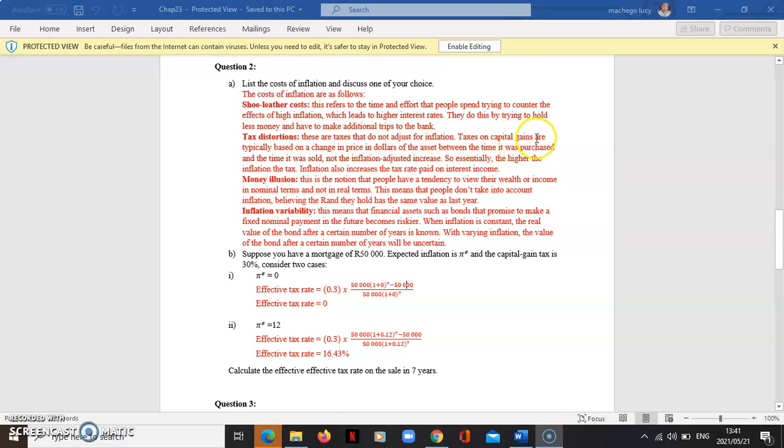Taxes on capital gains are typically based on the change in price in dollars of the asset between the time it was purchased and the time it was sold, not the inflation adjusted increase. So essentially, the higher the inflation, the higher the tax. Inflation also increases the tax rate paid on interest income.